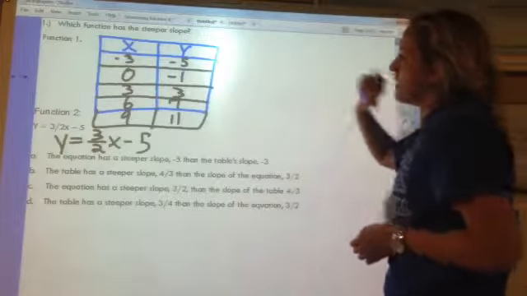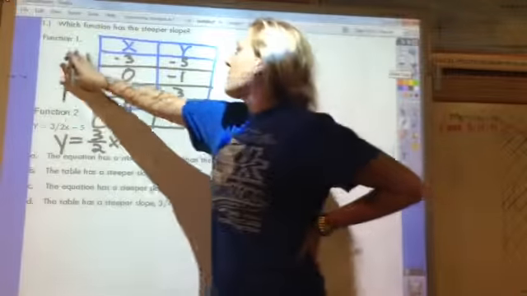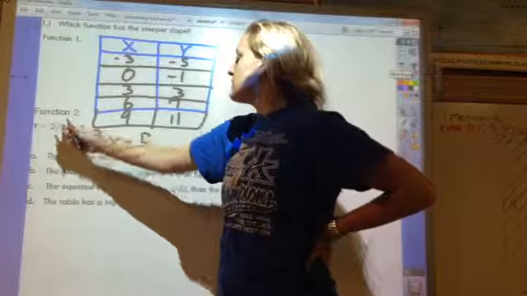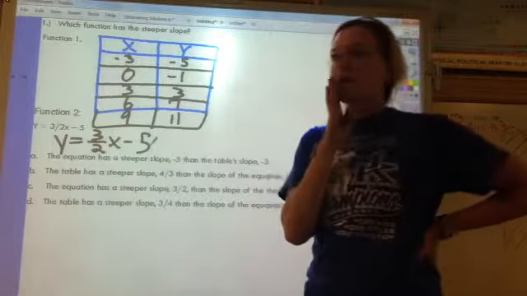All right. So this question is asking me which function has the steeper slope. Again, I have my function 1, which is my table. Function 2, which is y equals 3/2 x minus 5. Write this in your notes page.